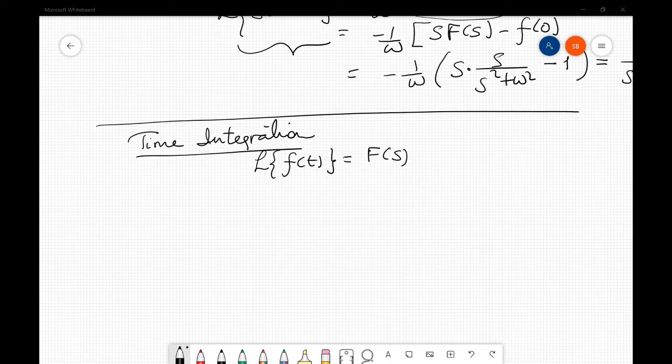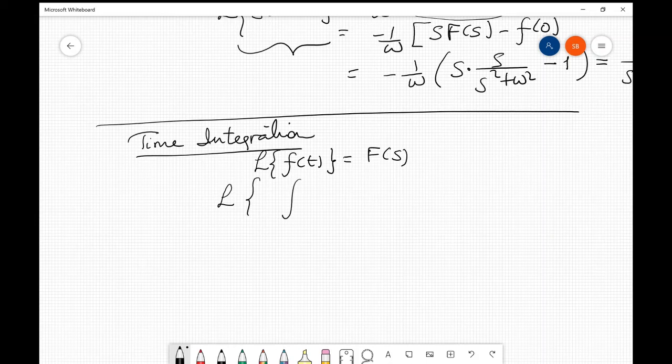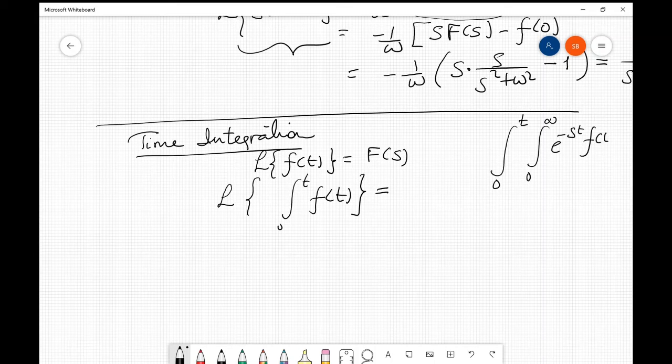So what would be the Laplace transform of integrating from 0 to t of f of t? Formally, this is the integration from 0 to t of the integration from 0 to infinity of e raised to minus st f of t dt, right? Rather than taking that double integral, what do we get? This is the same as 1 over s F of s. So it is just dividing the Laplace transform of f of t by s.